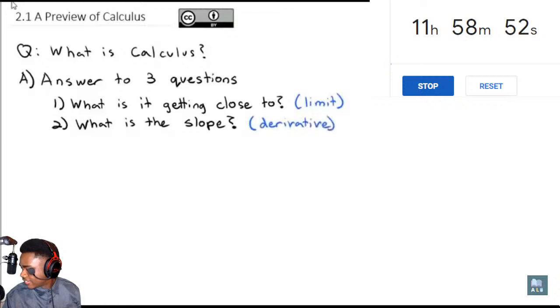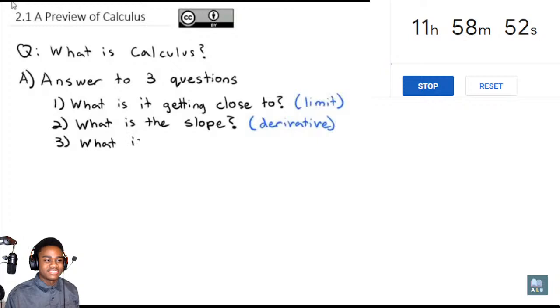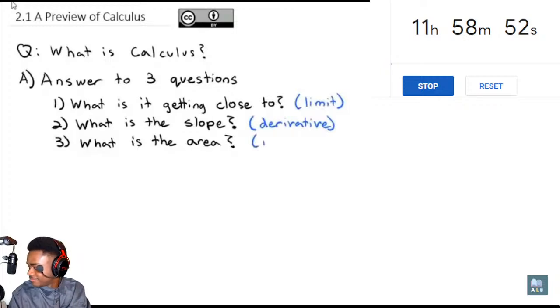The third question we're going to attempt to answer is, what is the area? And we're not going to really dive into that question until we get to Calc 2 next term. But for now, I'll just tell you that that is the integral of the function.